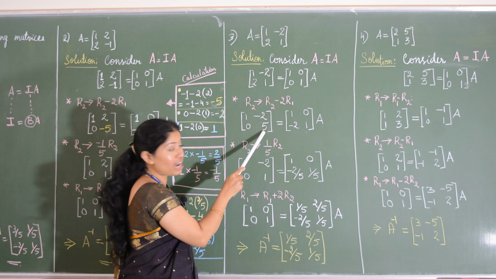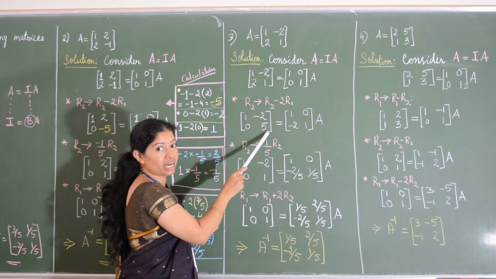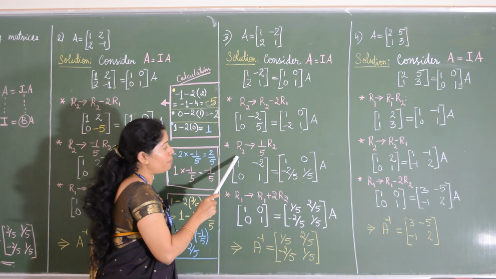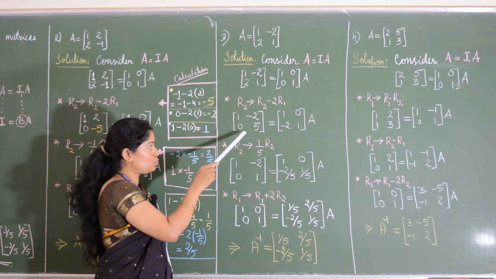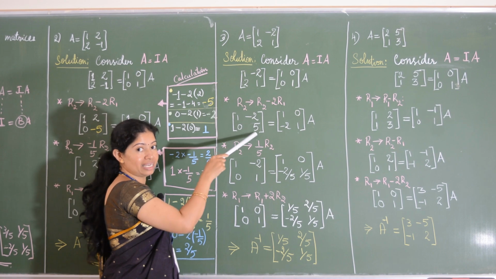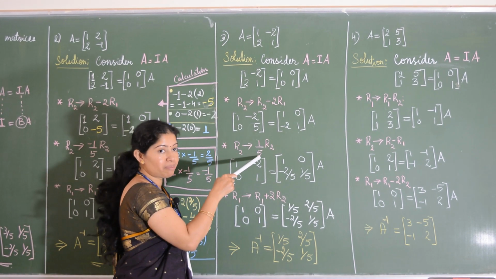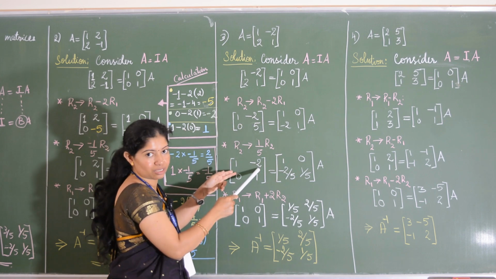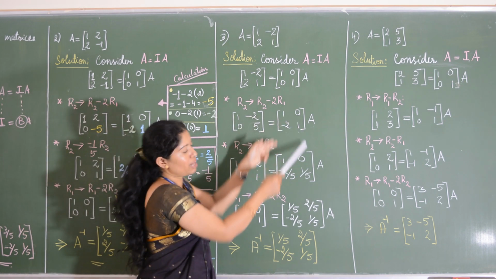You have here 5. So if you multiply this one by 1 by 5, it will become 1. So apply the operation. R2 changes to 1 by 5 of R2. So first row copy as it is, 1 and minus 2, and here 1 and 0.